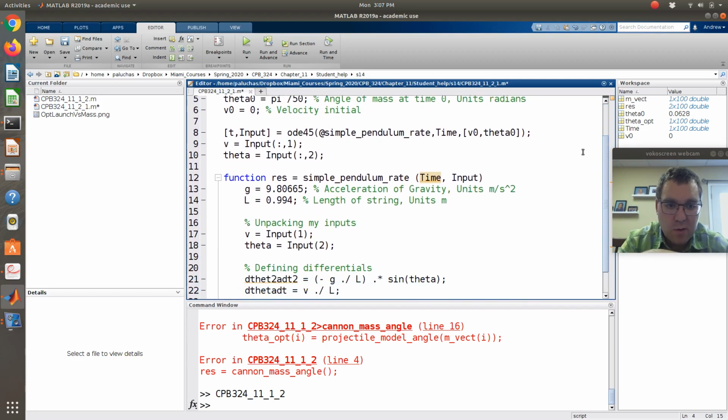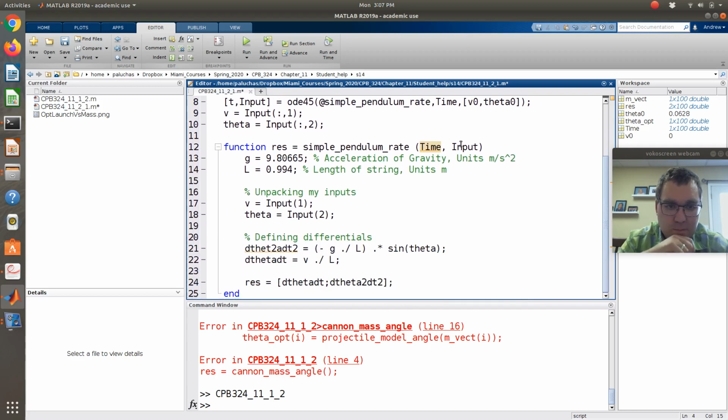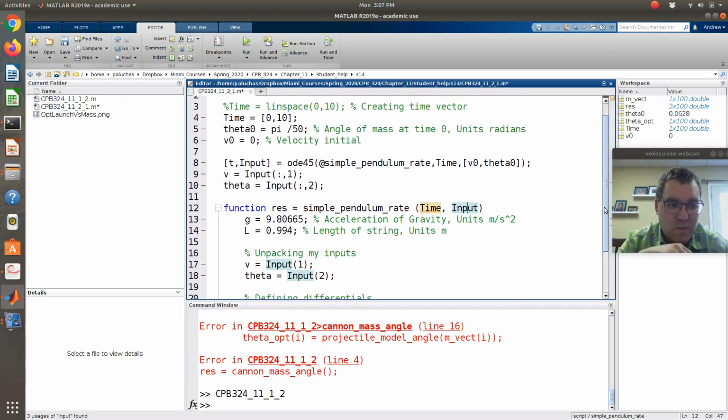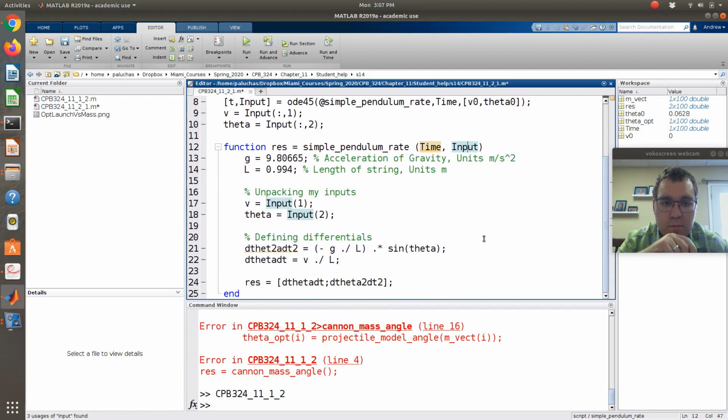But now let's look here. My rate function, I could take as an input time. You can call it whatever you want. That's fine. You can call that input if you want. That's fine. Just try not to confuse yourself with time and input up here, so that it's clear that they're different. But it's ultimately a matter of preference. So G and L. Unpack your inputs to v and theta. Okay, that's fine. So now I just need, let's keep track of this.